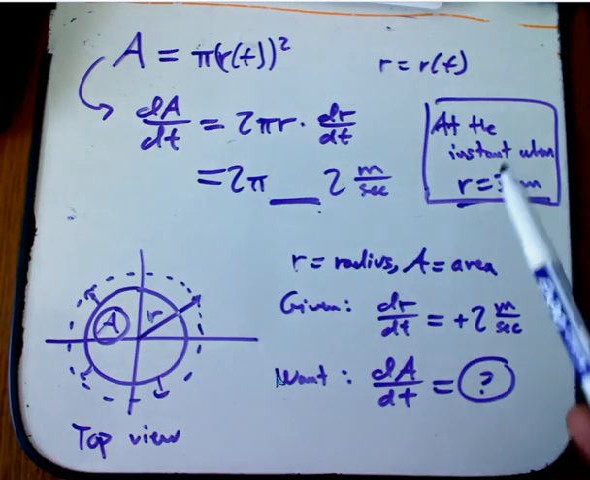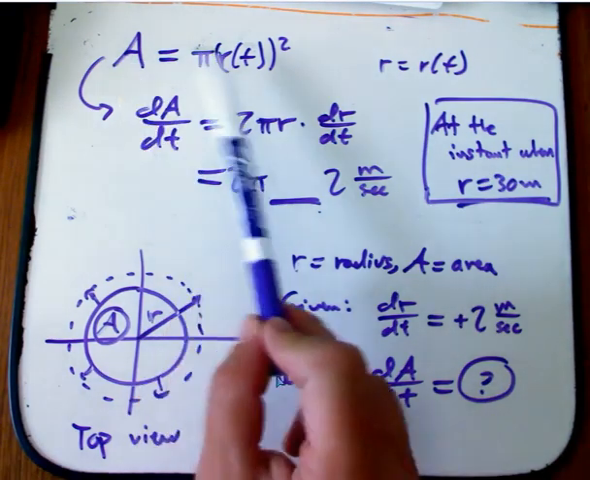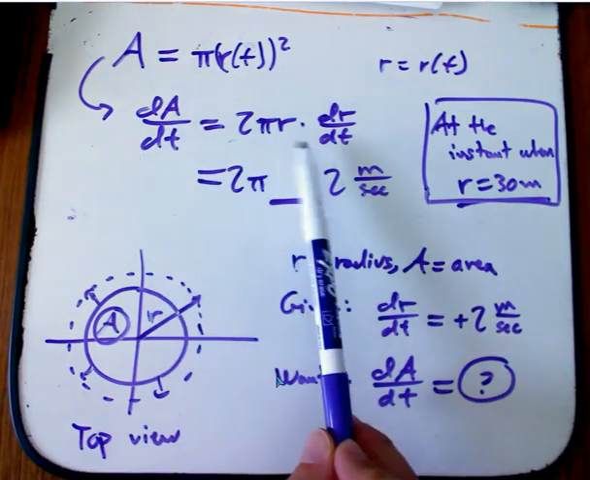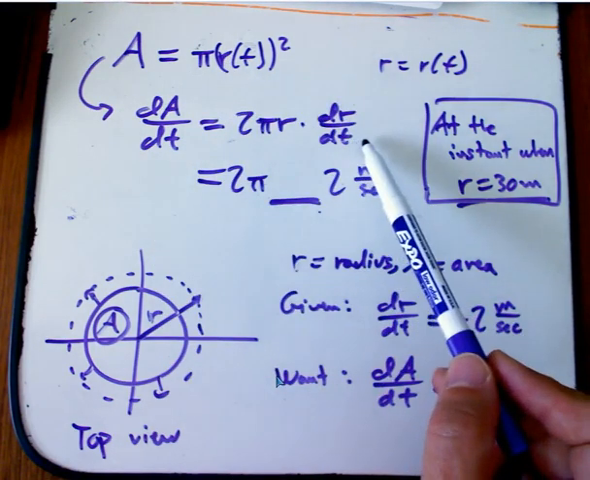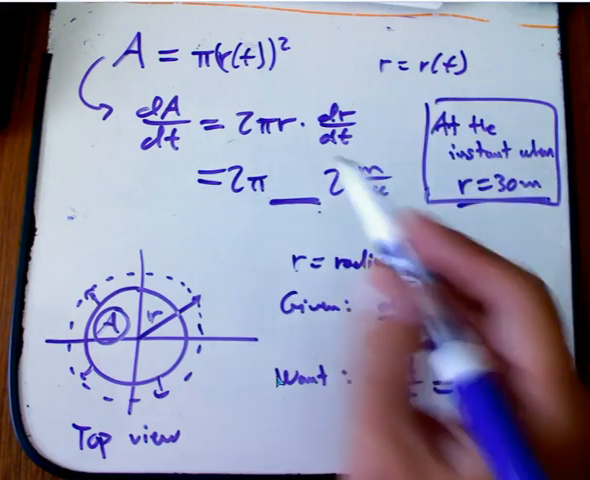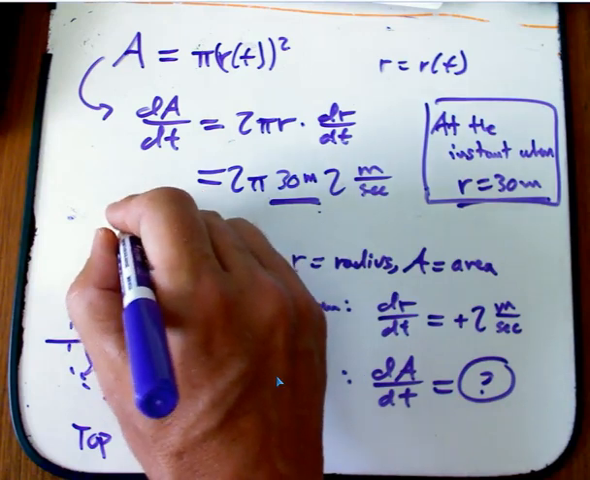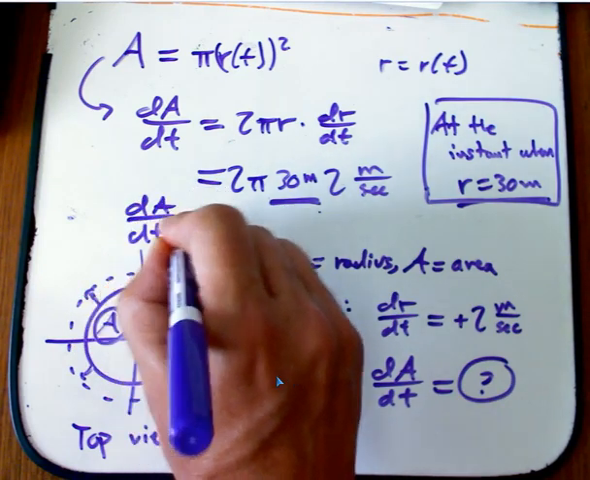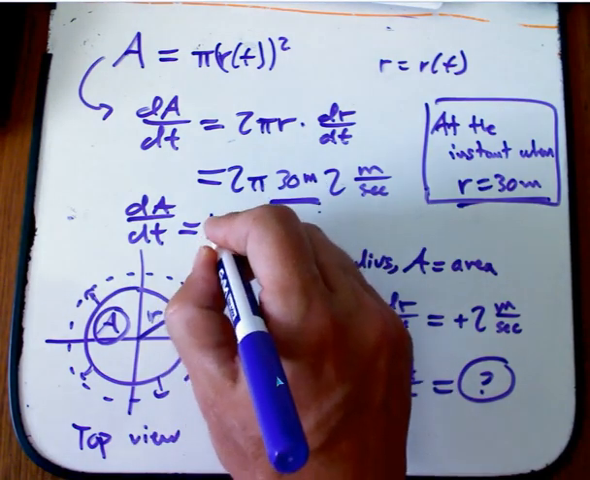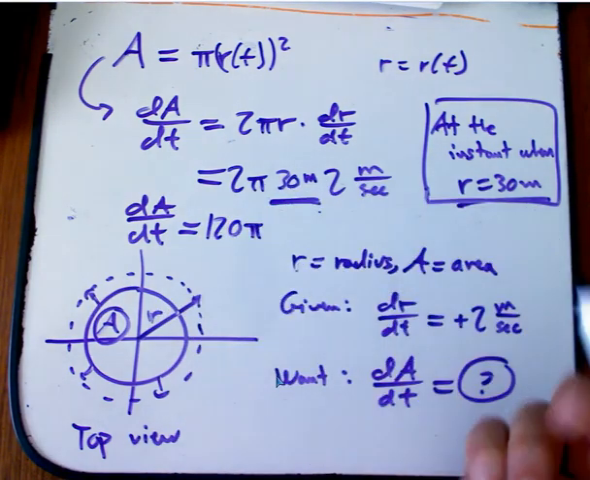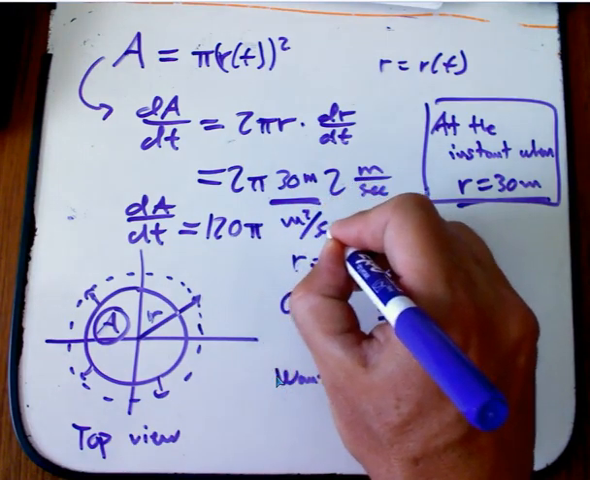Now, it's really important that I did not plug that in too early. It was really crucial that A and r are variables, and I take the derivative of variable quantities and get dr dt here. I don't want to plug in a 30 too early, but this is where I would plug in the 30 meters. Okay, and so I get the dA dt. My desired quantity is going to be 120 pi, about, I don't know, 400-ish meters squared per second.